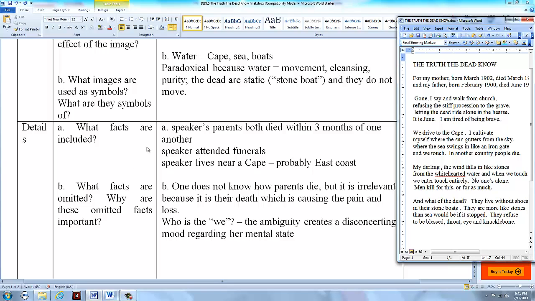What do we know? We know her parents have died within 3 months of one another. We know that our speaker attended the funeral. We know that she lives near a cape. We're assuming it's the East Coast. Other than that, we don't know too much.